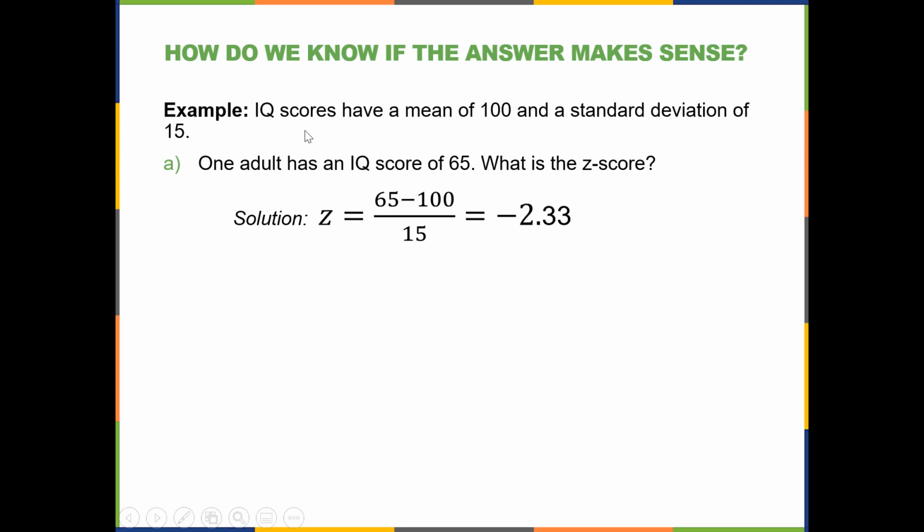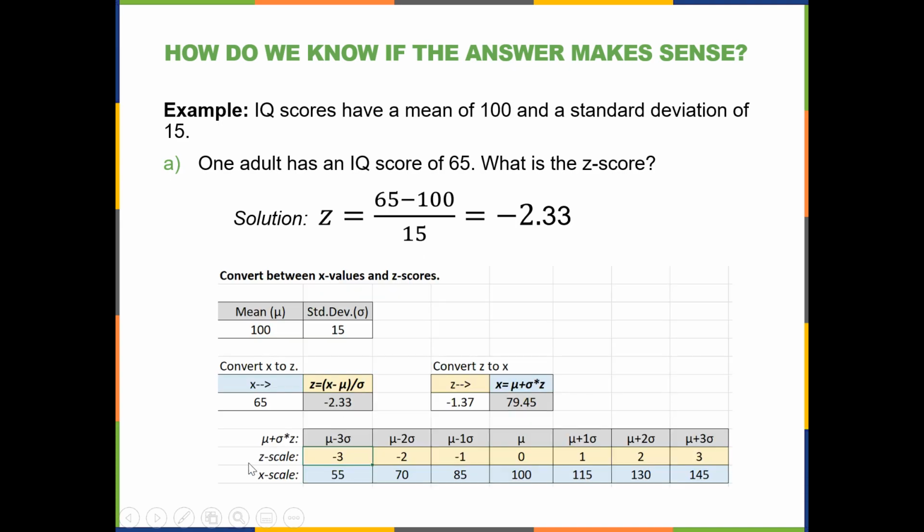So in this example, we had IQ scores with a mean of 100 and a standard deviation of 15. One adult has an IQ score of 65. What is the z-score? We use the z-score formula: 65 minus 100 divided by the standard deviation equals negative 2.33.